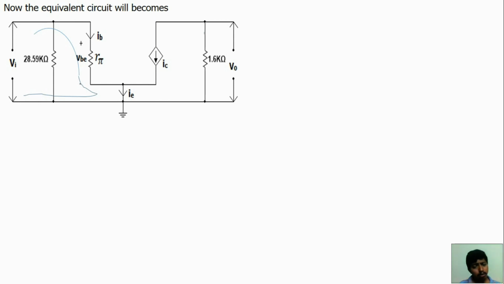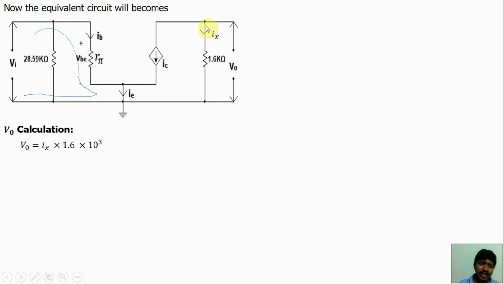Now apply Kirchhoff's voltage law, mesh analysis, to find the input voltage, output voltage, then the voltage gain. First, the V0 calculation, the output voltage. Let this current be Ix. So we get V0 equal to Ix into 1.6 kilo ohm. The load side is open. So V0 is equal to Ix into 1.6 kilo ohm.